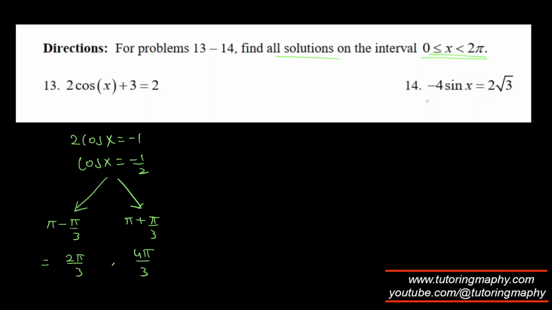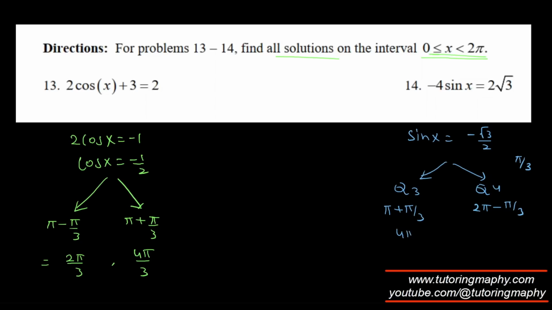All right. Over here, we divide both sides by -4. So sin x will be negative root 3 over 2. Sine is negative in quadrant 3 and quadrant 4. The reference angle is pi over 3. So the quadrant 3 angle will be pi plus pi over 3, and the quadrant 4 angle will be 2 pi minus pi over 3. So this will be 4 pi over 3 and 5 pi over 3.